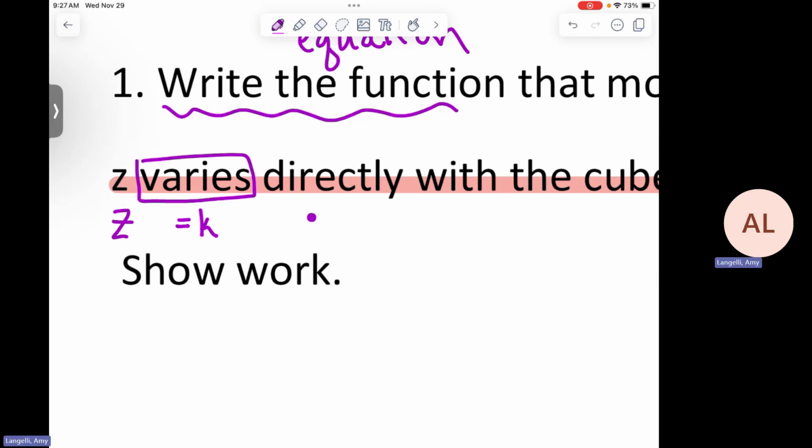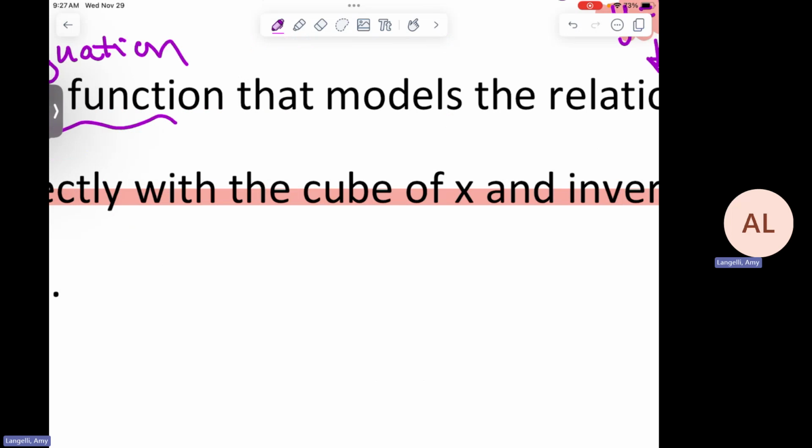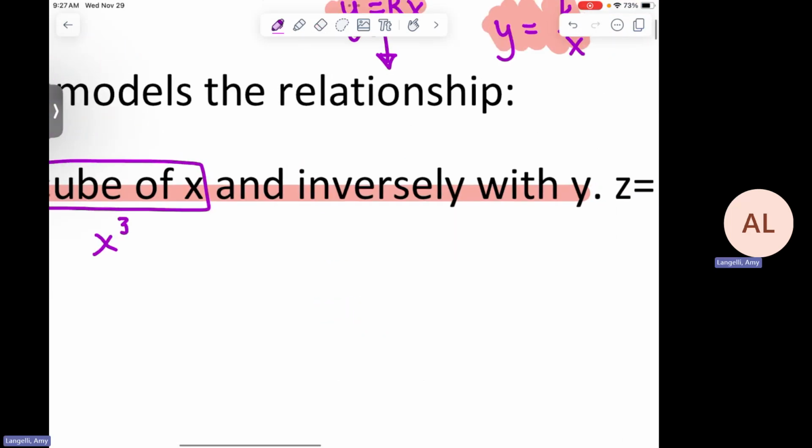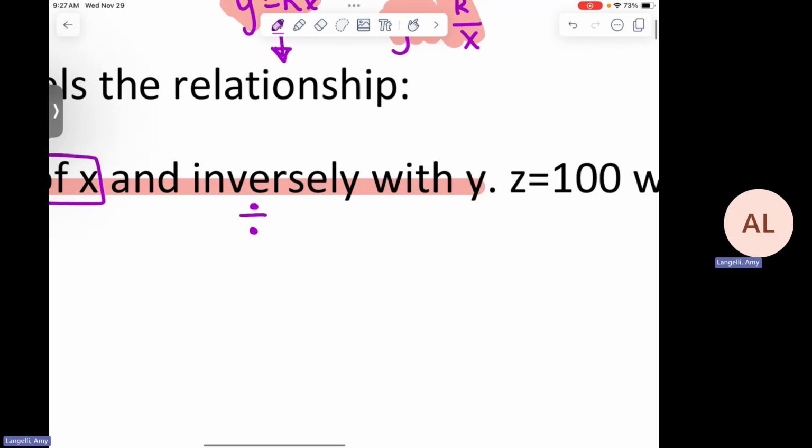Z varies directly with the cube of x. What in the world is the cube of x? X to the third power. Some people think it's this, but that would be the cube root of x. And inversely, what did we say the word inversely means? Division, good. With y. So y is just y.